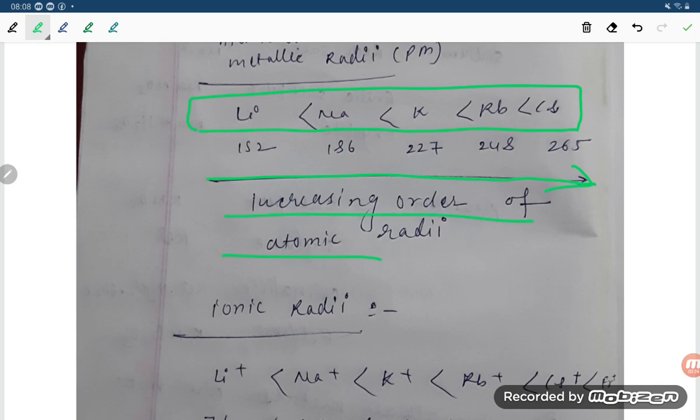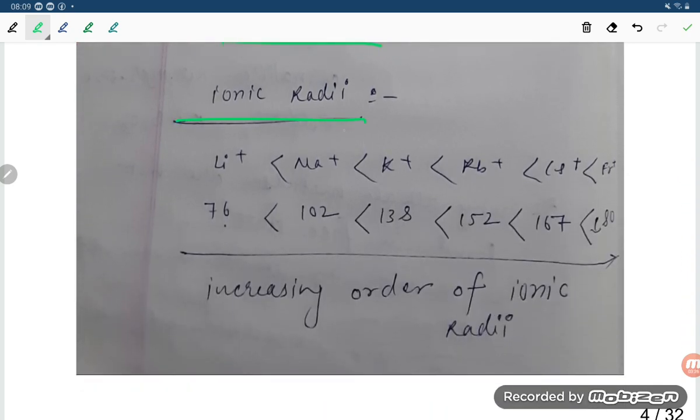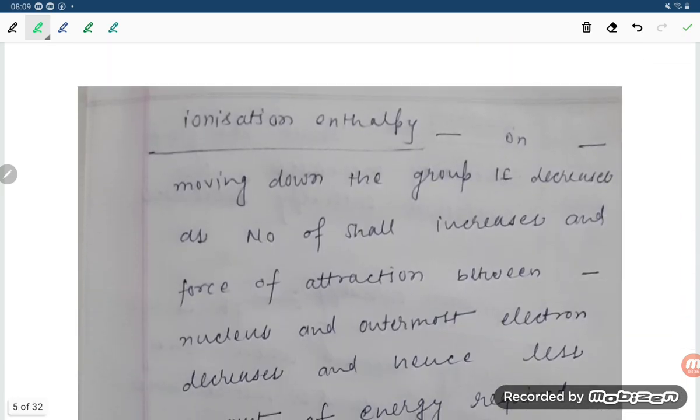The atomic radii are in increasing order. If you talk about ionic radii, that is also increasing, students. See 76, 102, 138, 152, 167 and 180. So it is an increasing order of radii.